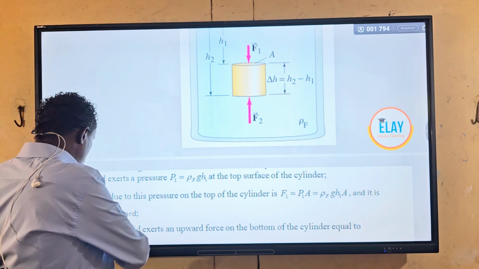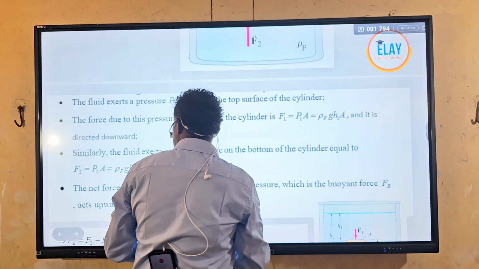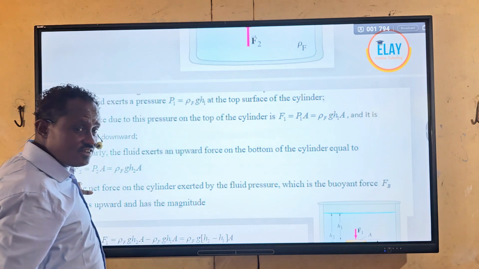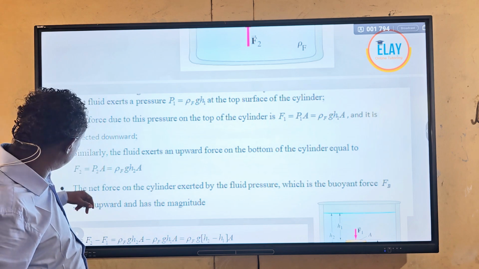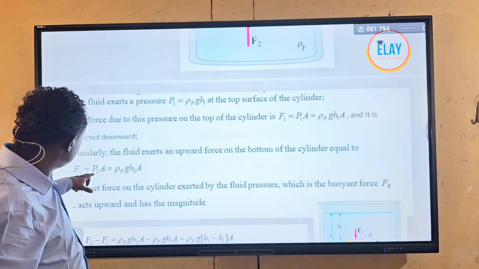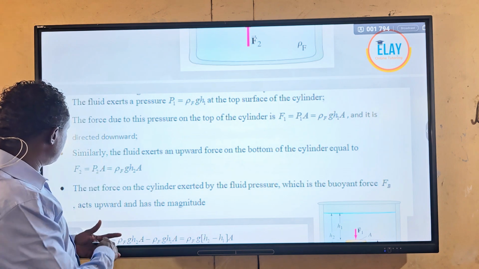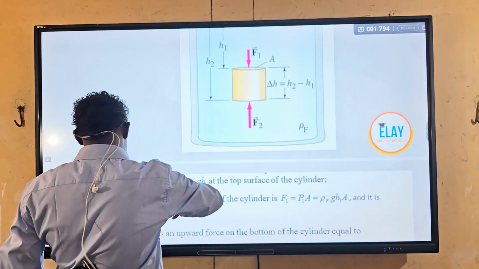Similarly, the fluid exerts an upward force on the bottom of the cylinder equal to this, which is the product of the pressure and the area. We can substitute h2, this height, as we observe from the figure.